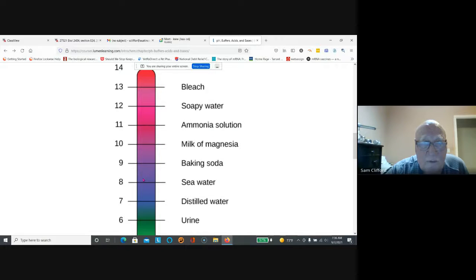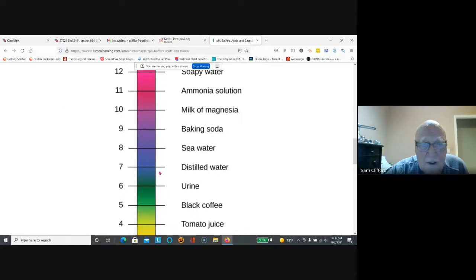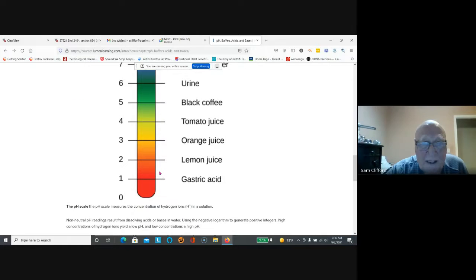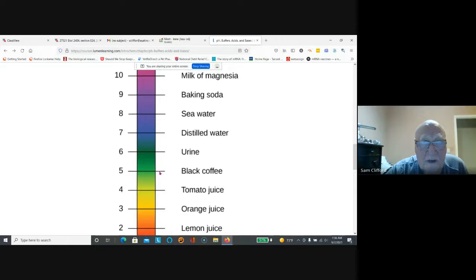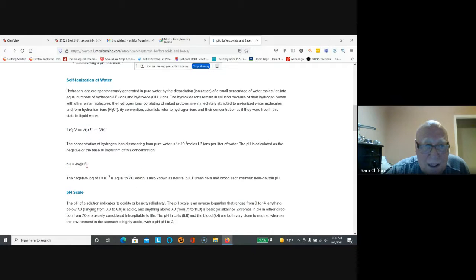So again, what should you know? You should know that a pH scale goes from 0 to 14. That pH is the negative log of the hydrogen ion concentration. Water always breaks down into a little bit of hydronium, this is H plus, and hydroxide.